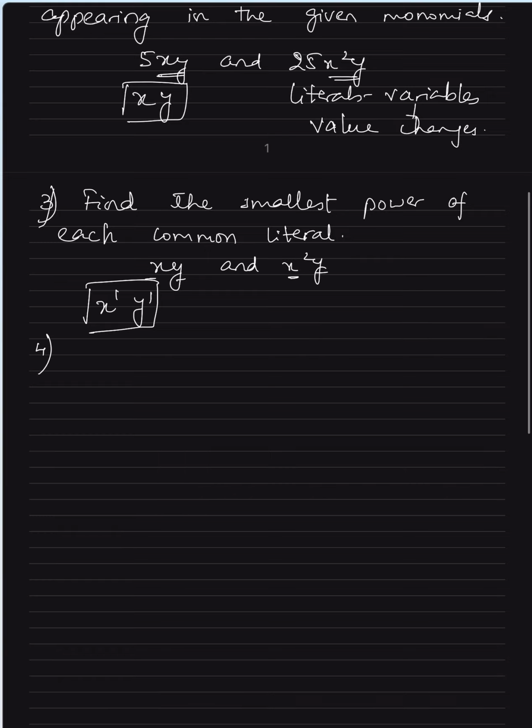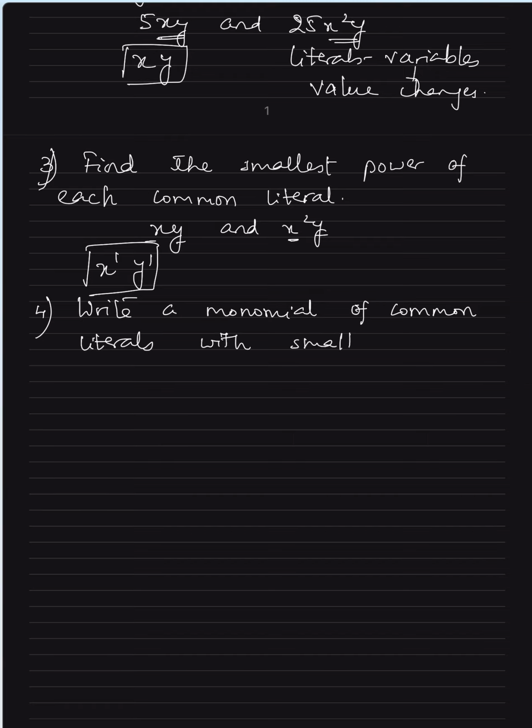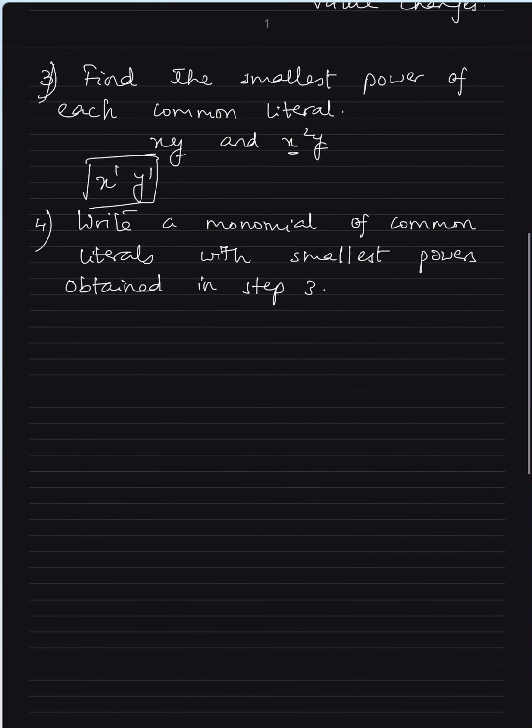Then the fourth thumb rule is write a monomial of common literals with smallest powers obtained in step 3. That is, here you need to write the monomial which we have got.